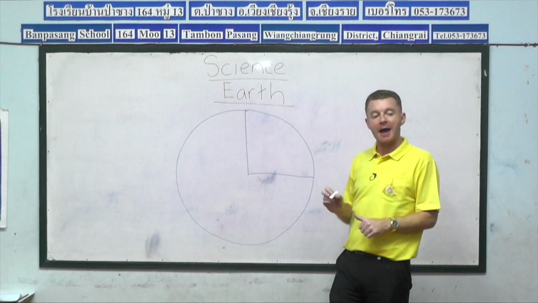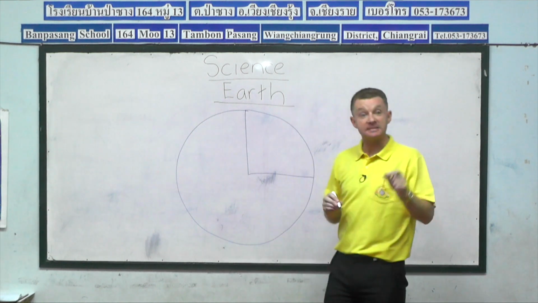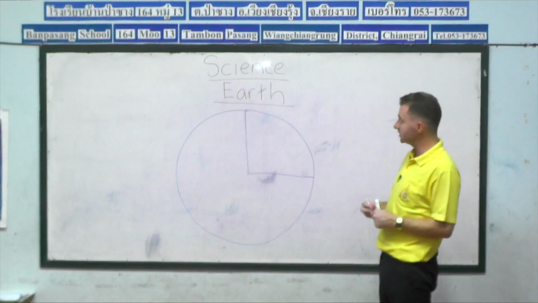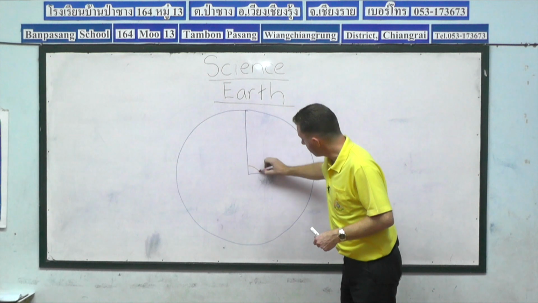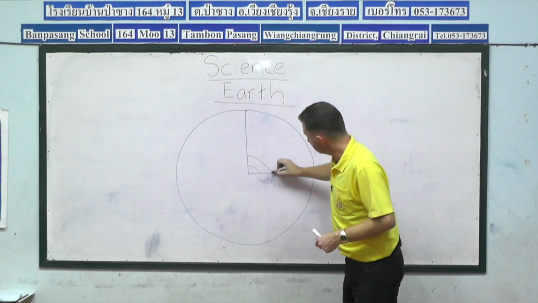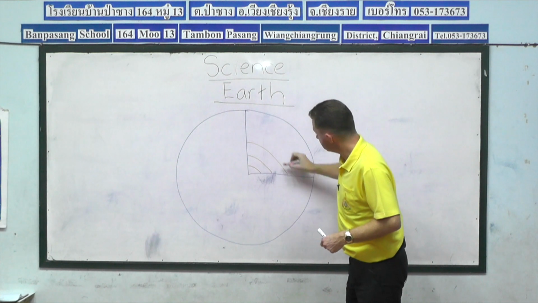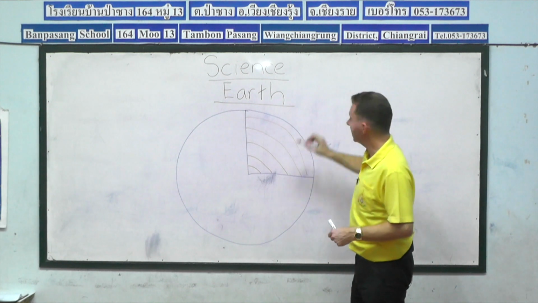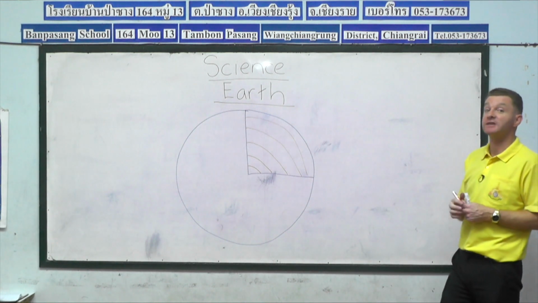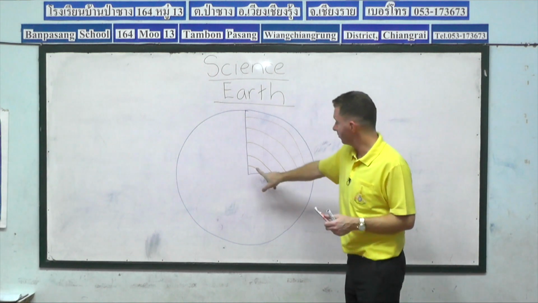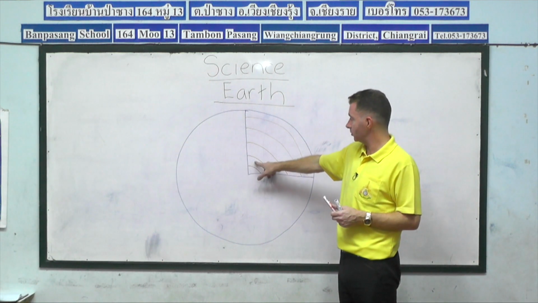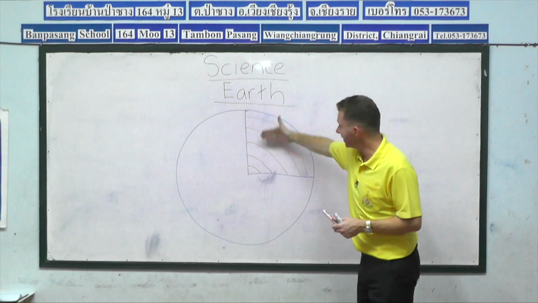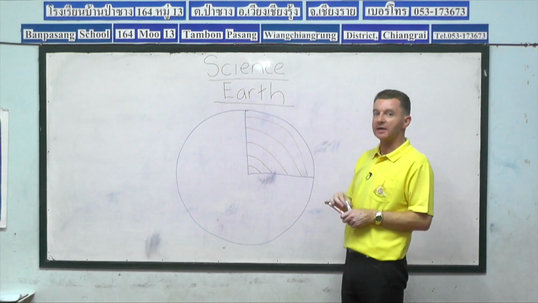Now, can anybody remember how many different layers to the Earth's core? 6. Okay, so what we need to do now is to do a representation of the 6 layers. So we'll go 1, 2, 3, 4, 5, and 6. So now we have the 6 different layers of the Earth's core. Ready, guys? 1, 2, 3, 4, 5, 6. So imagine this section of the Earth, we've cut into it so we can see inside.